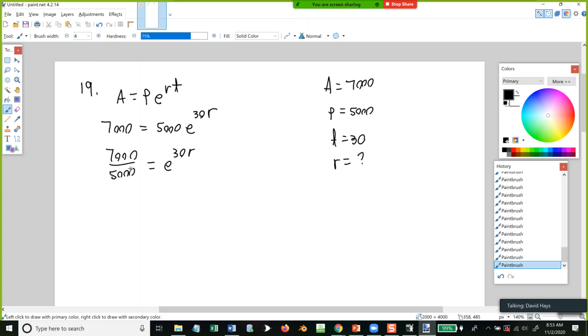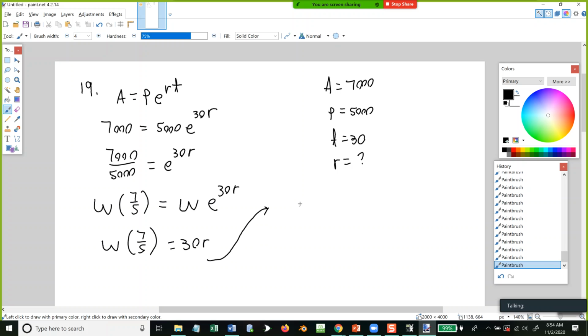Now those zeros would cancel, and then I'll take ln of both sides, so I get natural log of 7/5 equals natural log of e to the 30R. Now again, natural log and e cancel, so that gives us 30R equals natural log of 7/5. Divide both sides by 30, and this will give us R in decimal form.